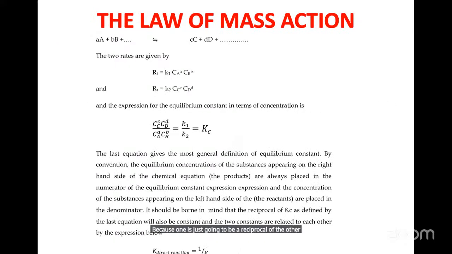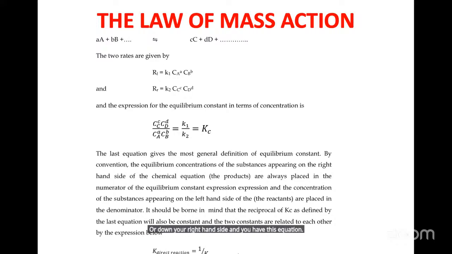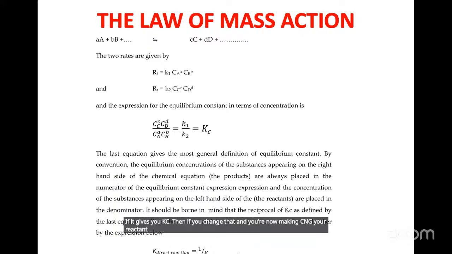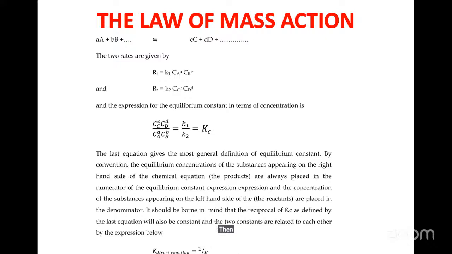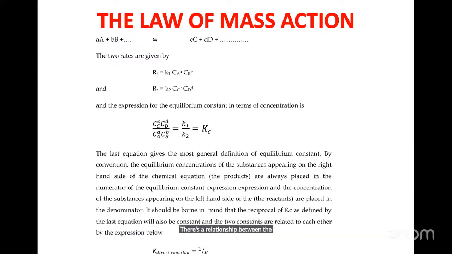If C and D are your products, on your right-hand side, and this equation gives you Kc, then if you change it so that C and D are your reactants and A and B your products, when you rewrite the equation you'll have the concentrations of A and B as the numerator, and the concentrations of C and D as the denominator. The answers are going to be different, but there's a relationship between the two: one is just the reciprocal of the other.